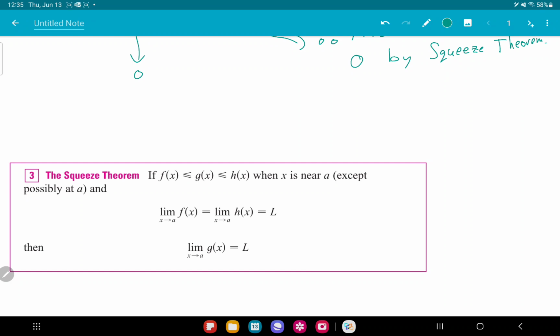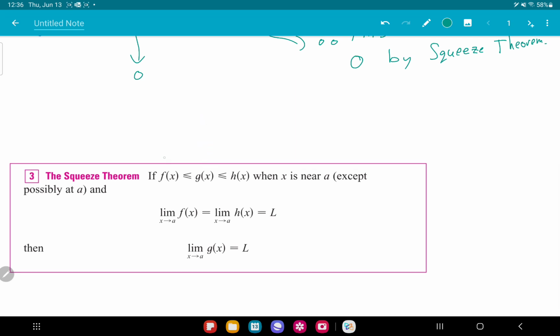Okay, it's saying the same thing that I said above, but more formally and more generally. You have g stuck between f and h, and f and h are both going to the same limit L. And I'm allowed to conclude that the guy in the middle is also going to L. So we're saying f goes to L, h goes to L, and the squeeze theorem says that g will go to L as well.